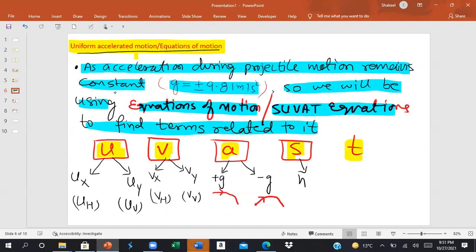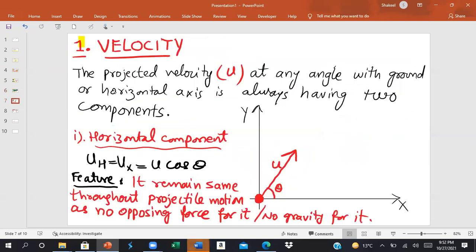So for initial velocity, we'll be using the horizontal component as ux or uh, and the vertical component as uy or uv. And for the final velocity, it is vx or vy, the two components, or they can also be written as vh or vv. And then acceleration can be replaced by plus g if the object is initially thrown downward, and it is replaced with minus g if the object is thrown upward. And the displacement is replaced with height, and there is no substitution for time as it is the same for both linear and curved motion. Okay, let's study these terms one by one.